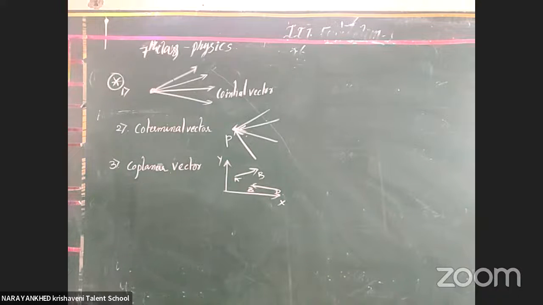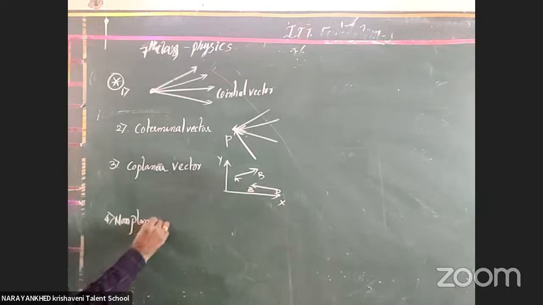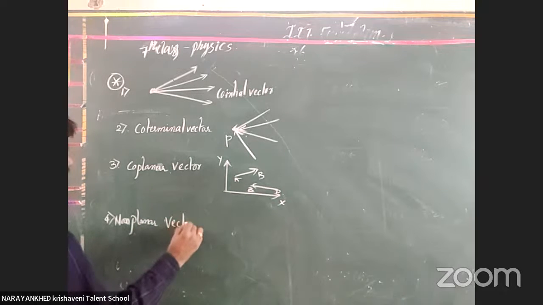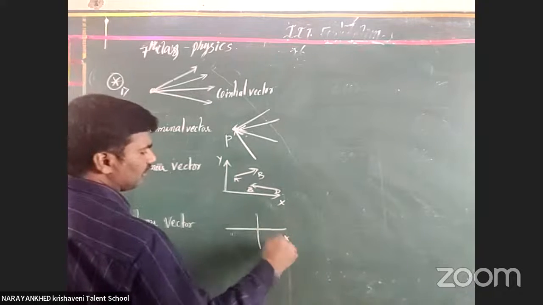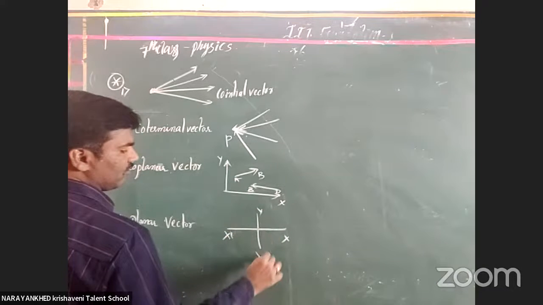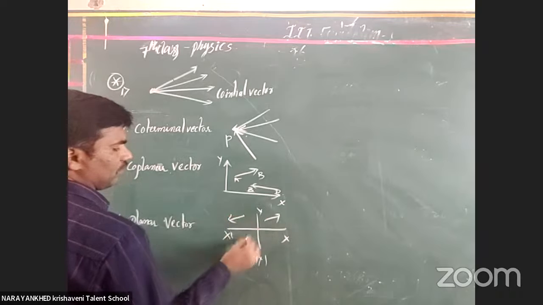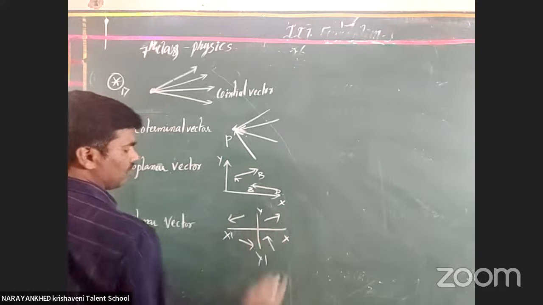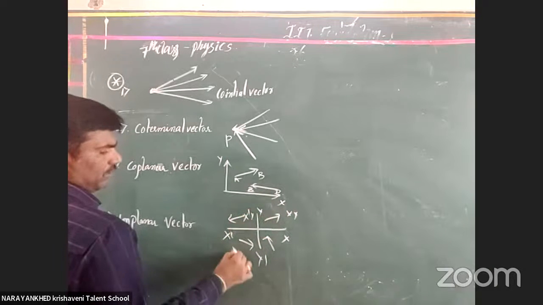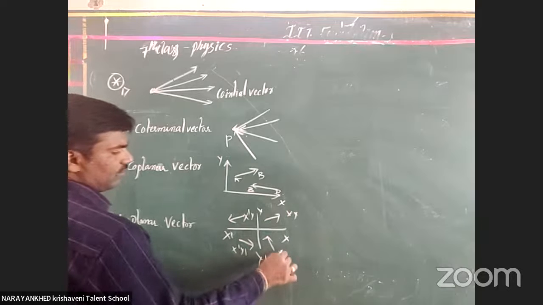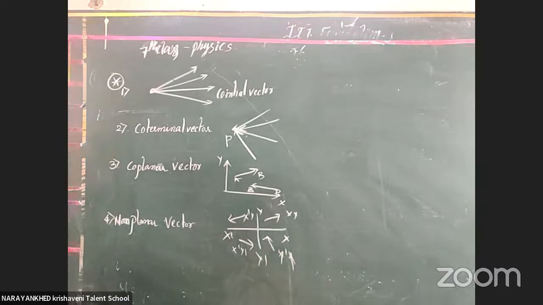Okay, got it? And there are non-coplanar vectors, which are not contained in one plane. Suppose you take here the xy plane, this is x dash, this is y dash. The vectors in this figure, whatever the direction or magnitude: this is in the xy plane, this is in the x dash y plane, this is in the x dash y dash plane, this is in the y dash and x plane. That is why they are called non-coplanar vectors. Got it or not?